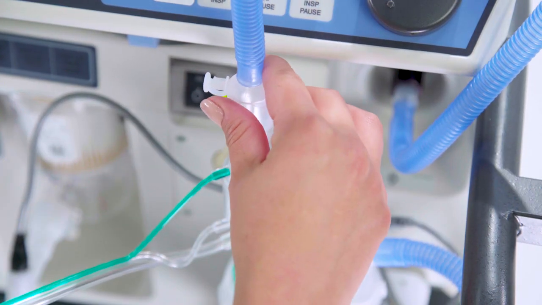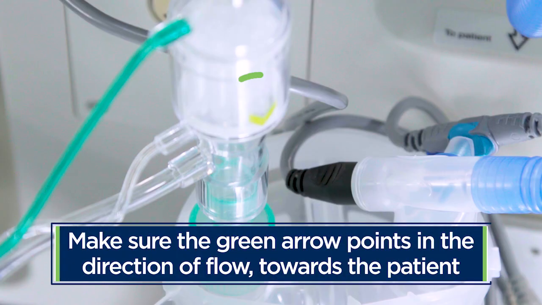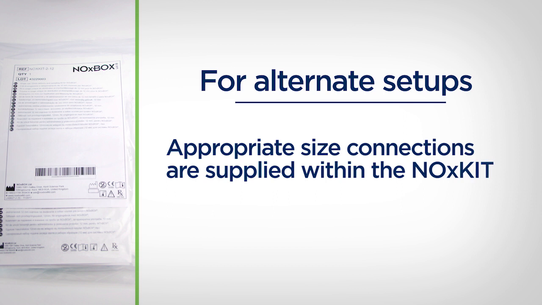Quickly place the tubing from the ventilator onto the open end of the NOx flow. Make sure the green arrow points in the direction of flow towards the patient. If the circuit does not contain a humidifier, for example, if an HME is being used, or if alternative connections are required, appropriate size connections are supplied within the NOx kit.